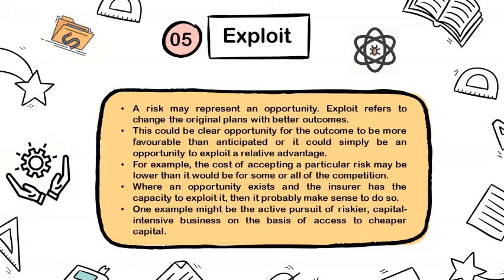For example, the cost of accepting a particular risk may be lower than it would be for some or all of the competition. Where an opportunity exists and the insurer has the capacity to exploit it, then it probably makes sense to do so. One example might be the active pursuit of riskier, capital-intensive business on the basis of access to cheaper capital.